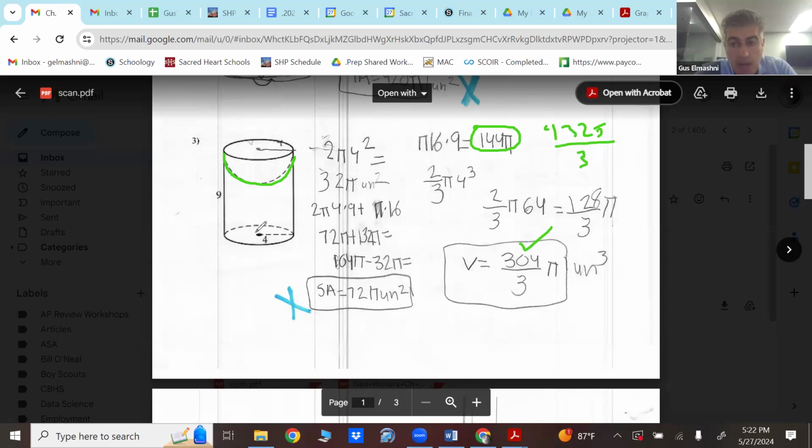So you have a circular bottom, right? So you should have pi r squared, which you do. You have a lateral of 2 pi r h, which you do. Then you have the hemisphere that's exposed. And you forgot to do, oh no, you did 2 pi r squared.